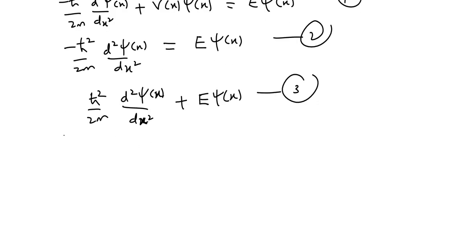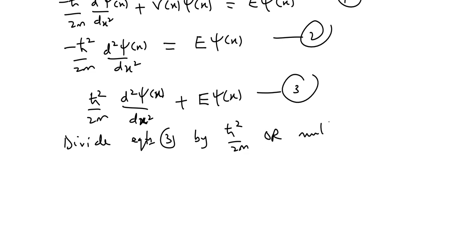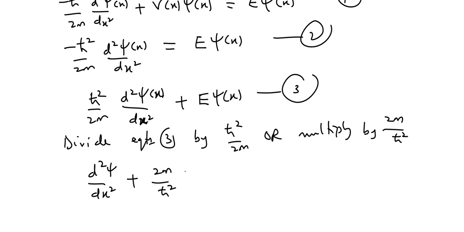Now we can divide equation 3 by h bar squared over 2m, or multiply by 2m over h bar squared, either one. If you multiply by 2m over h bar squared, then we have d squared psi of x dx squared plus 2m over h bar squared times E psi of x equals 0.